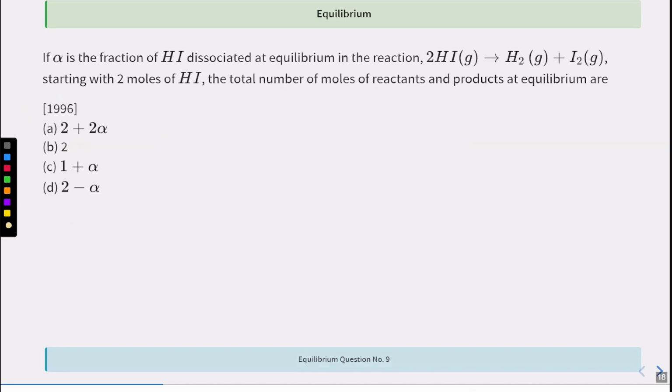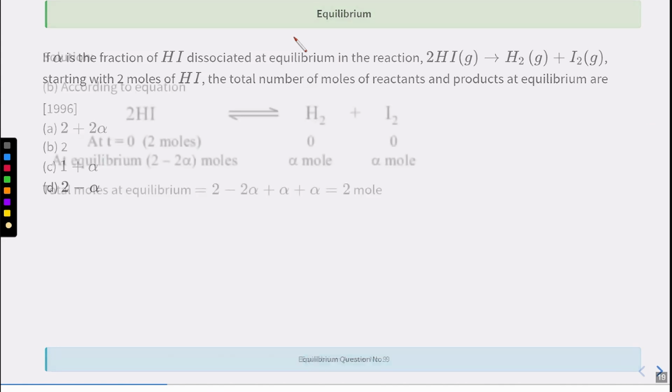Okay, now let's see this question. Just a minute. Yeah. So now we have: if alpha is the fraction of HI dissociated at equilibrium in the reaction 2HI gives rise to H2 plus I2, starting with 2 moles of HI, then find the total number of moles of reactants and products that are present over here.